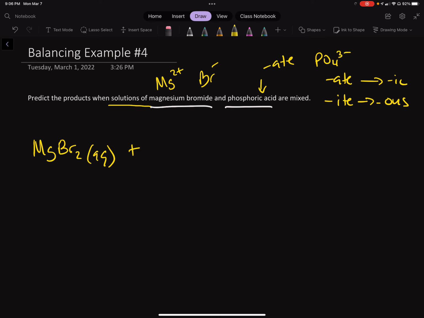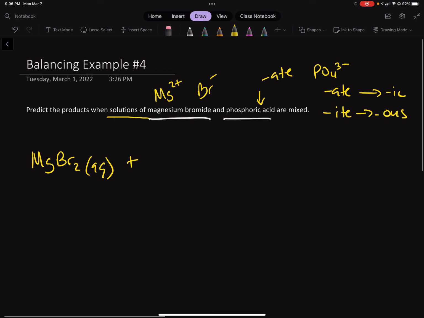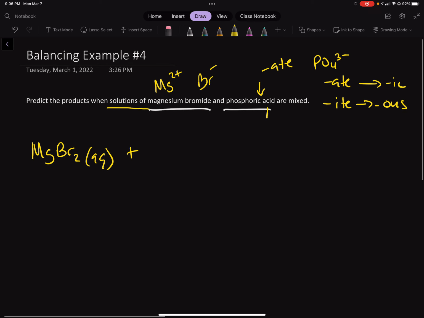Phosphate is PO4 3-. And now since it's a 3-, and being an acid, we're going to pair it up with positively charged hydrogens. It's going to need 3 hydrogens to make a neutral compound. So H3PO4 is the formula for phosphoric acid. And it is also aqueous. Now we got to predict the product. So again, think about double displacement.